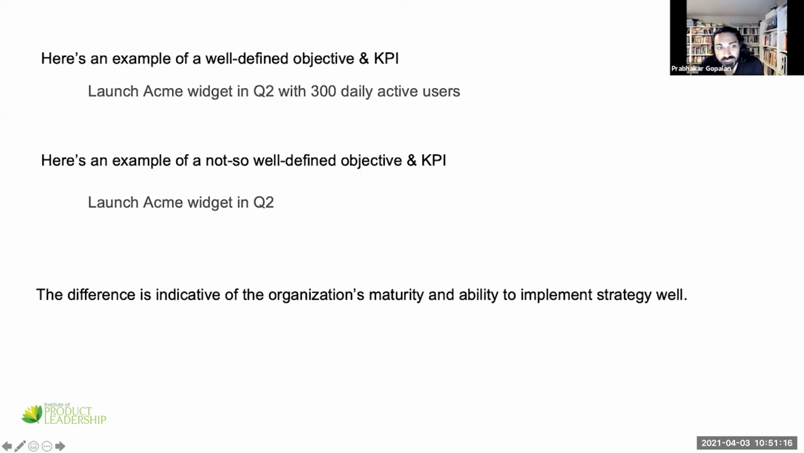Look at the next one, launch Acme widget in Q2. The difference between a good objective and a not so good objective is the 300 daily active users right here. That indicates whether this organization understands the why. Why would you launch the widget? Like if you go and look at most plans, most objectives, it's like we want to go do this, do that, but for what? The why. Does it actually contribute to the business goal?